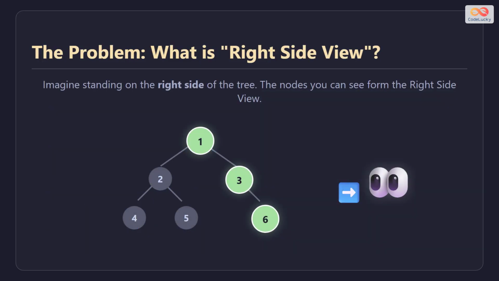So, what exactly is the right side view? Imagine you are standing on the right side of the tree and looking towards the left. The nodes that you can see from this position make up the right side view. Essentially, for every level of the tree, you want to pick the rightmost node that is not blocked by another node.